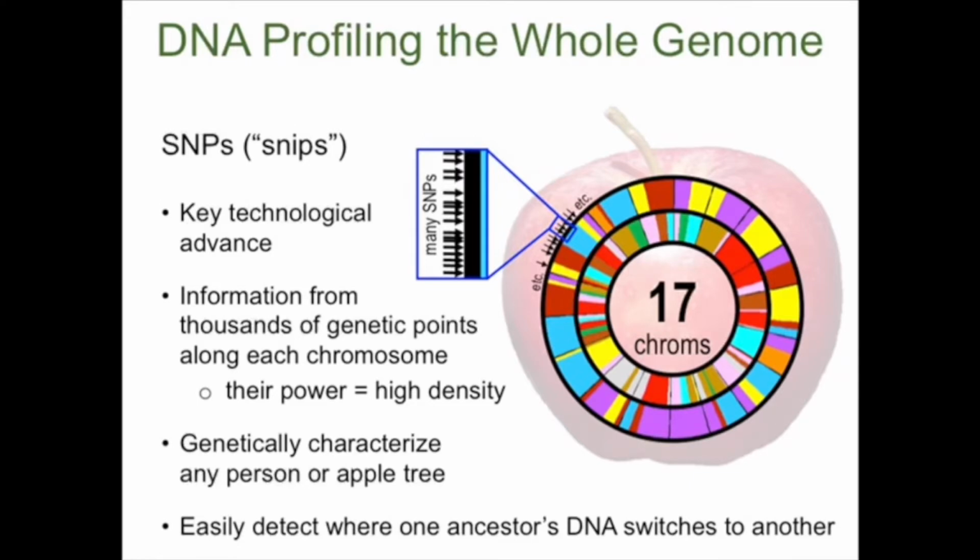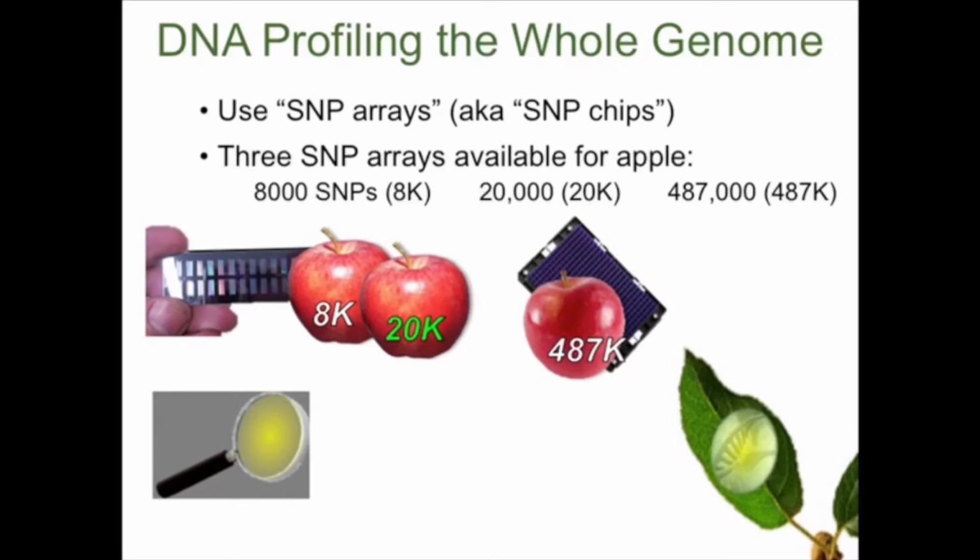So we use SNP arrays, or some people call them SNP chips, and we have 3 available for Apple. We have an 8,000 one, so we call it the 8K array, and there's a 20K one, and then a huge one that's effectively the same resolution as for humans. I've got the 20K one in green there because that's the one we typically use these days. It's the most useful and effective. The other one on the right-hand side's a bit of overkill.